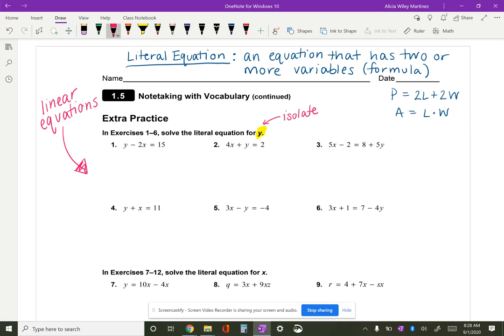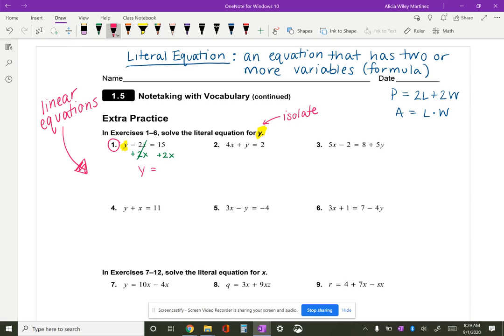And let's look at number 1. Number 1, super simple. In number 1, in order to get y by itself, the only thing that we need to move is that minus 2x. Remember, the inverse operation of minus 2x is add 2x. So I'm going to add 2x to both sides. What that does here is it cancels out the negative 2x and the 2x because that is 0. And what I'm left with is y equals on the left-hand side.